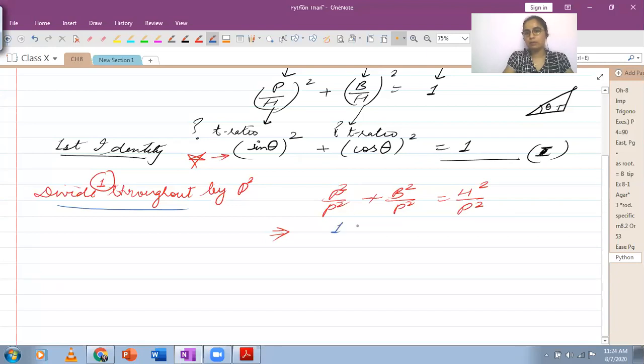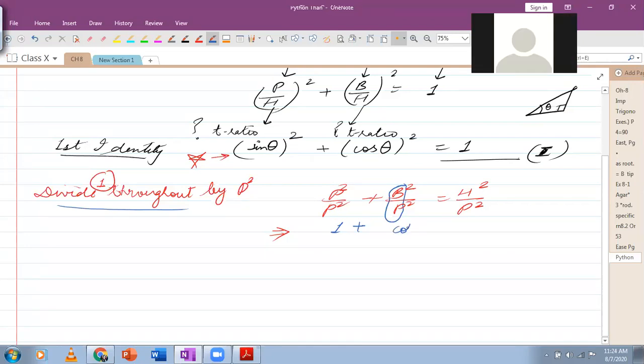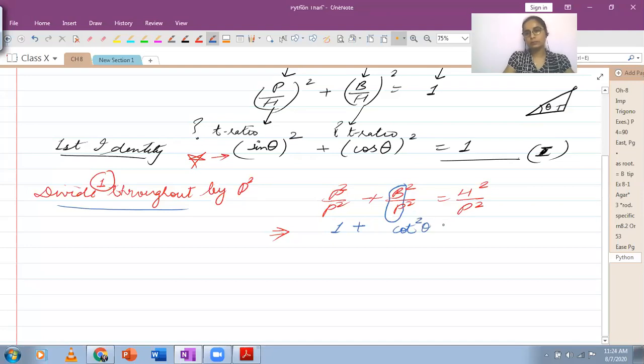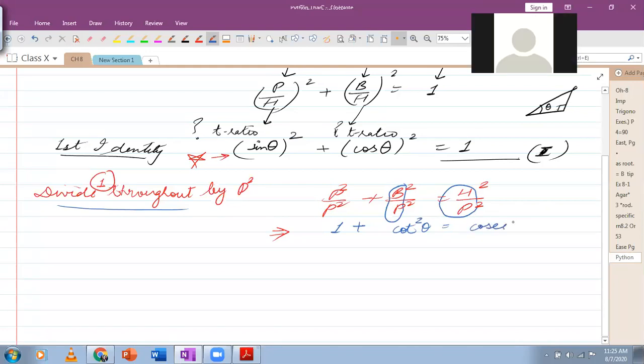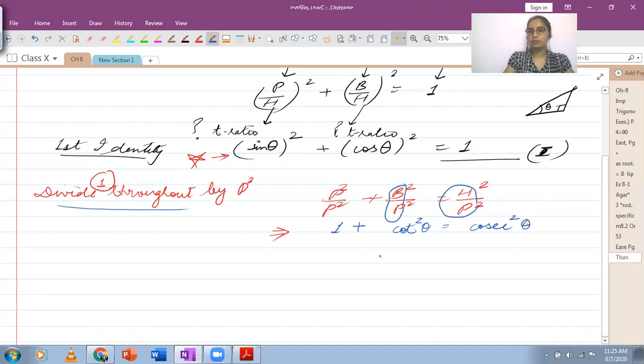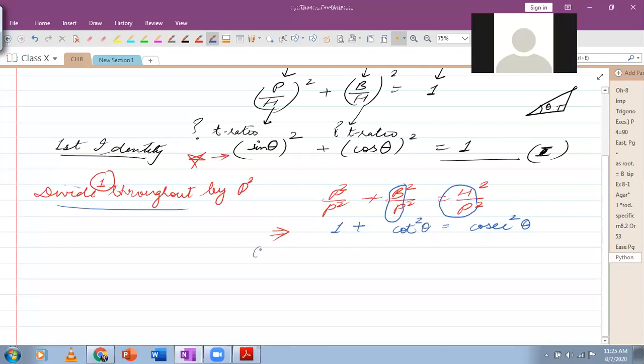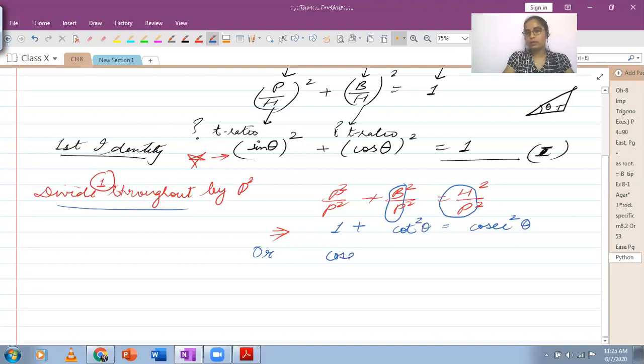Let's divide both sides by p square. So can you tell me b by p कौन सी t ratio है? Cot. So this is cot square theta. And what about h by p? Cosec. This is the inverse of sine. Sine का reciprocal है ये. So this is the second trigonometric identity. This is generally written this way.